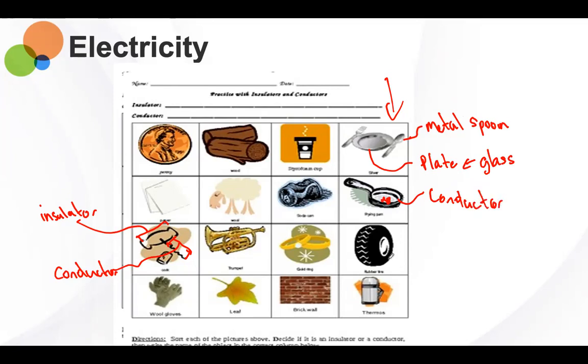And what about our rubber tire? So our tire would be a conductor as well? Sorry. And then our thermos, what would this be? Conductor. Are we sure? What is the thermos? Sir, I would say insulator, because it's kind of plastic. All right, so I'd say the thermos is a conductor because it could be either, sir, depending on the material that they use.